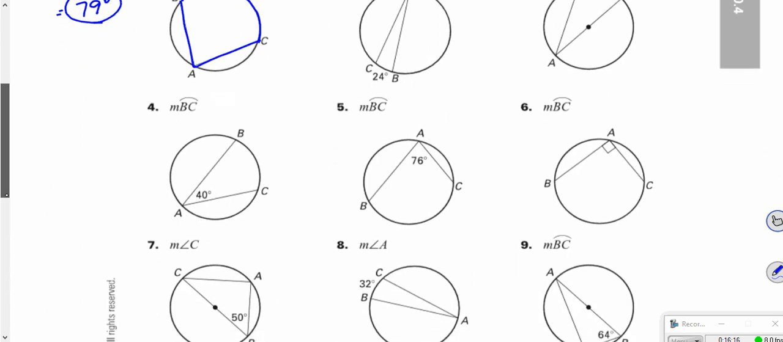Let's look at number 5. We have this is 76 degrees, right? So we want the arc of BC, which is twice that. Twice 76 degrees is 152 degrees. Again, an inscribed angle is half the intercepted arc.